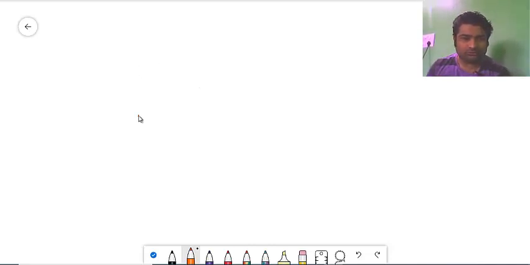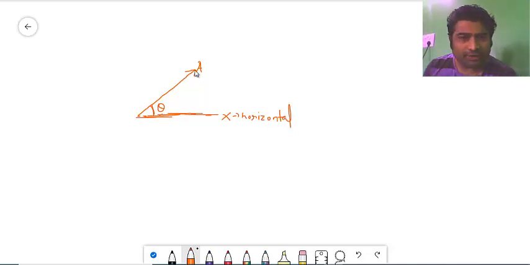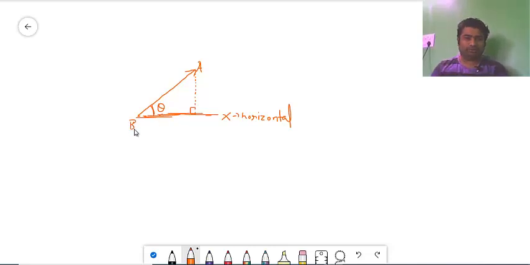Now suppose someone has given me a vector called A, which makes an angle theta with my x-axis, or you can call it horizontal. If I drop one perpendicular here, it simply looks like a right angle triangle. Let this point be B and let this point be C.